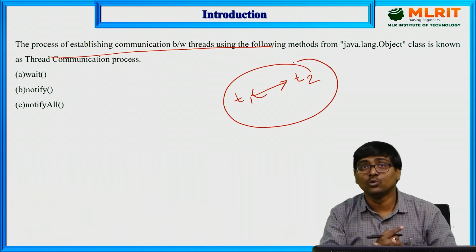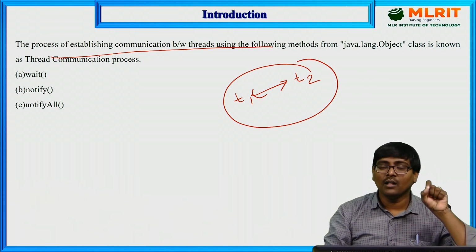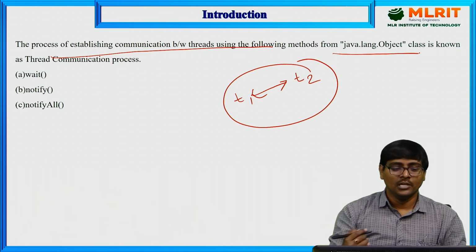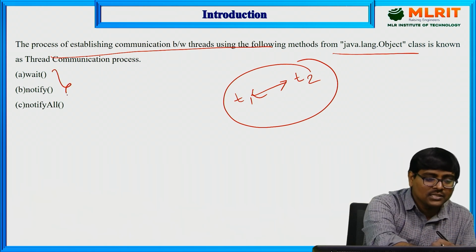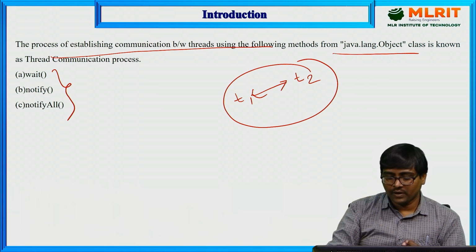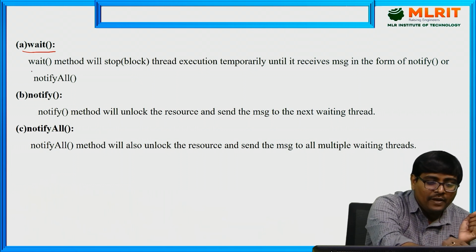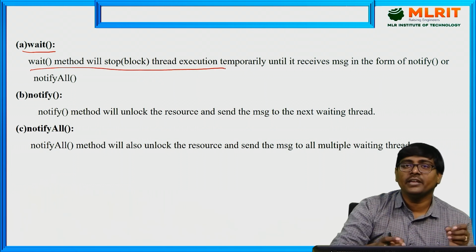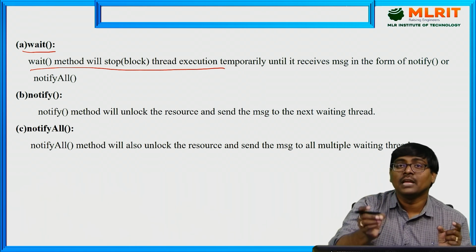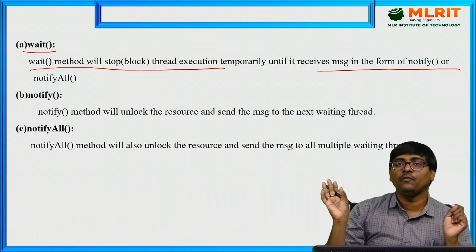How do we achieve this communication? What are the methods that are available? Remember, all these methods are available in the superclass Object. Mainly three methods are available: wait, notify and notifyAll. Coming to the wait method, it stops the execution of a thread temporarily, until it receives a notification in the form of notify.